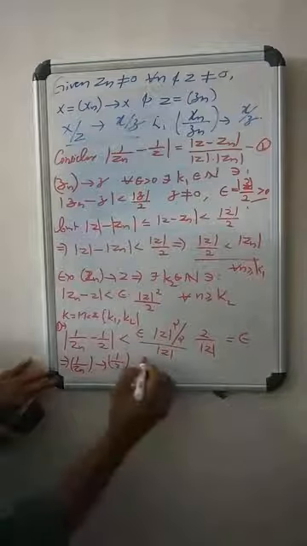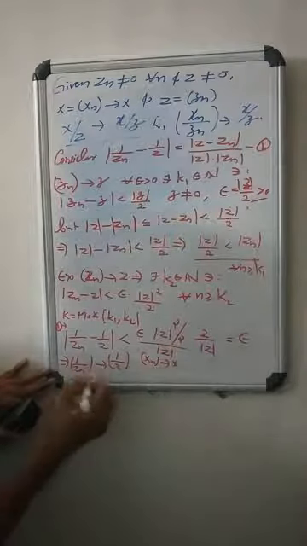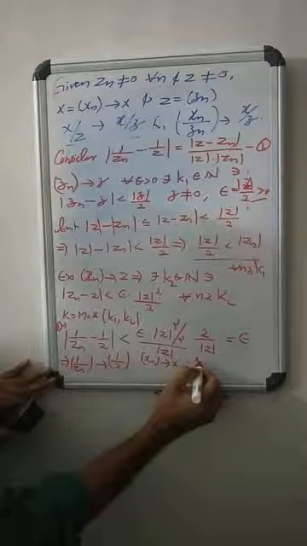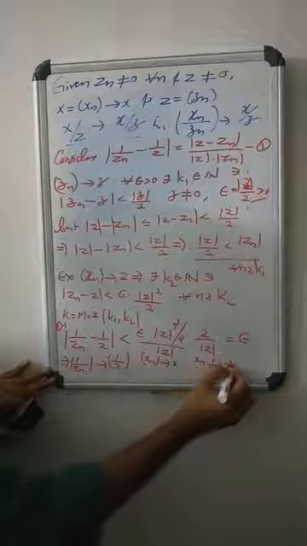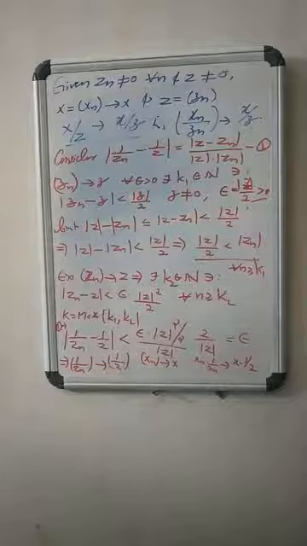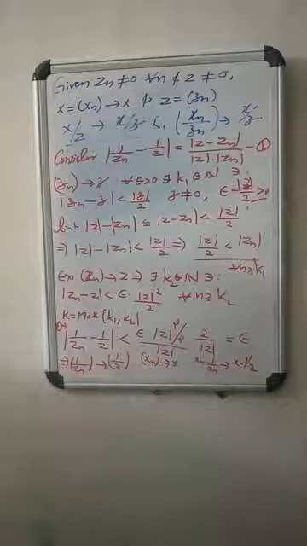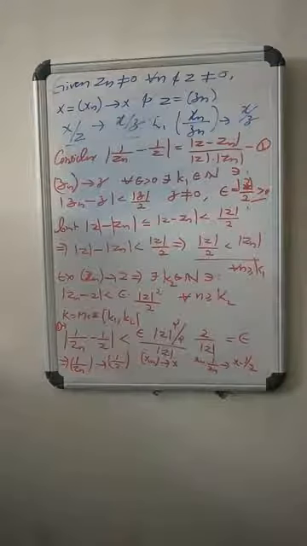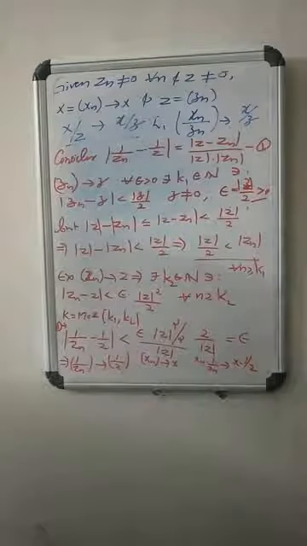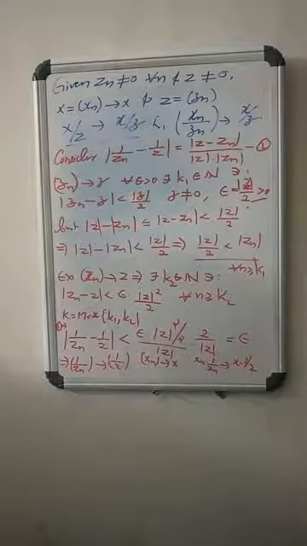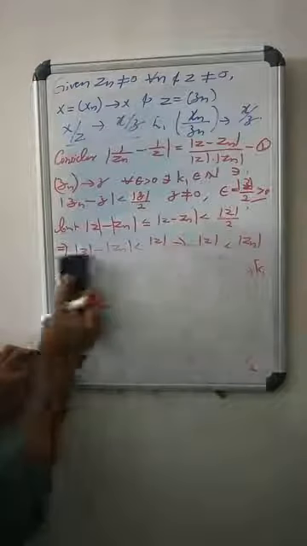Also we know that the sequence xn converges to x and 1 by zn converges to 1 by z. Then by the previous argument, xn into 1 by zn converges to x into 1 by z. That is, the sequence xn by zn converges to x by z. So when xn and zn are sequences of real numbers, xn converges to x and zn converges to z, then xn by zn converges to x by z. Agreed. So this is the other result for the convergence of a sequence.